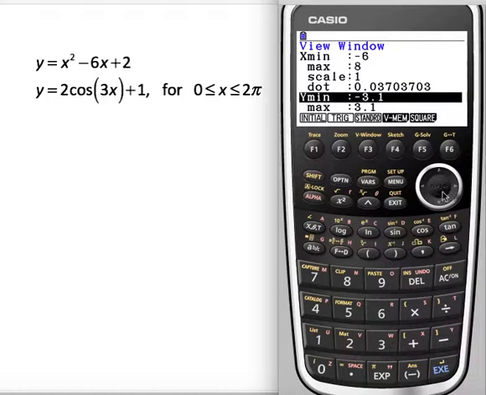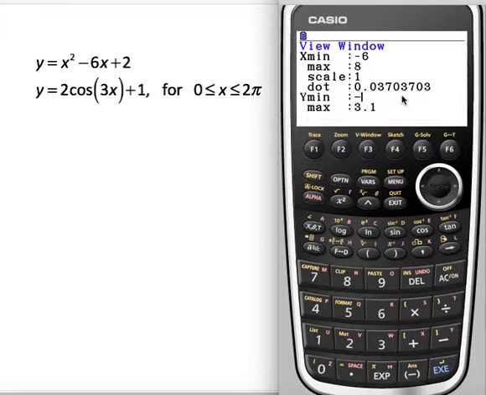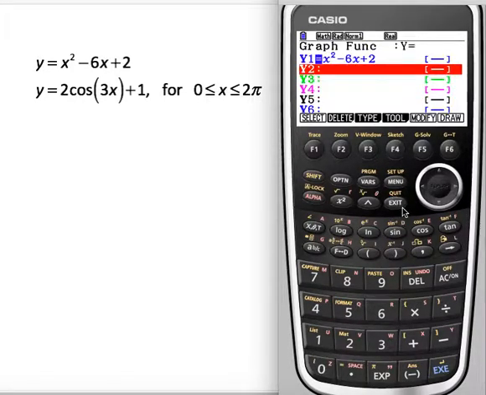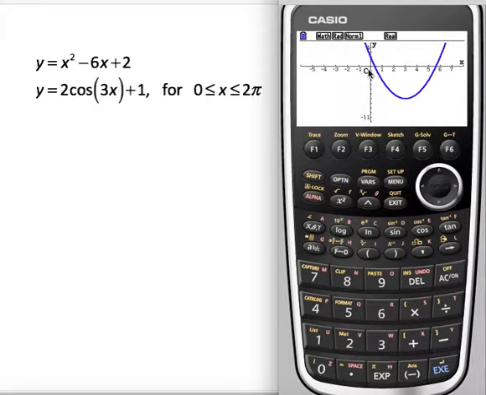Now it's the Y minimum that I want to go down a bit further, so I'm going to start off by going down to minus 12, and let's go up as far as 5, and then exit and redraw it. Almost perfect.